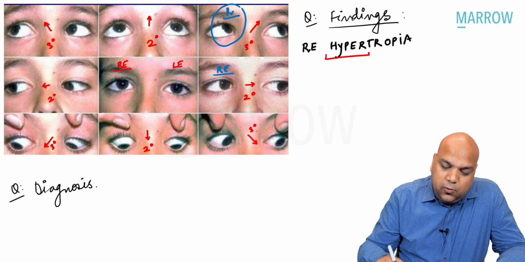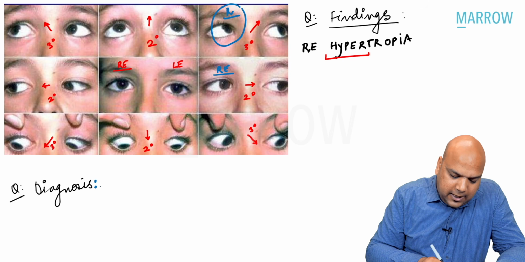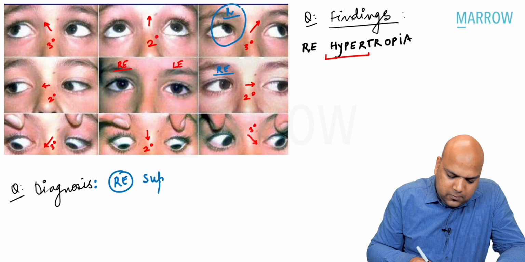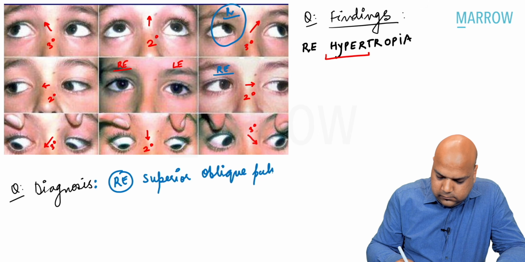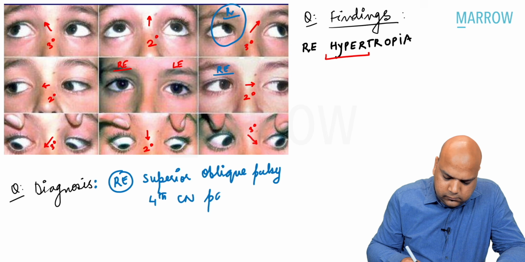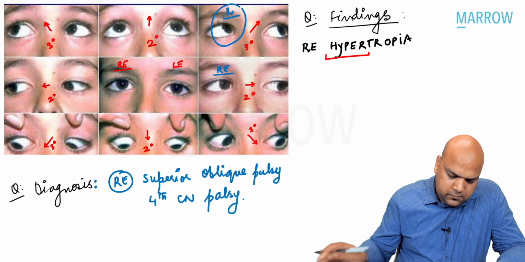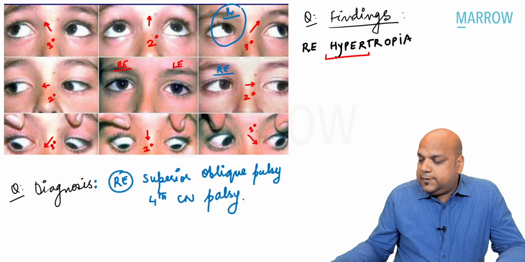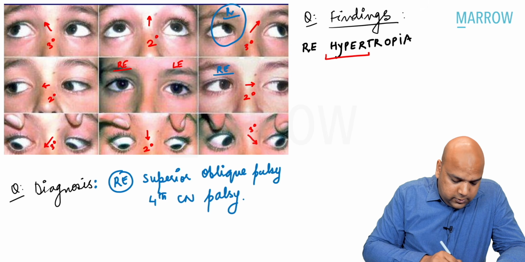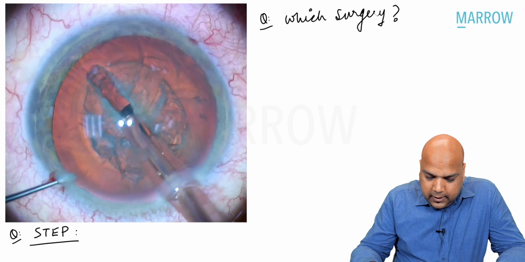All right. So we know, because it is right hypertropia, our diagnosis is right eye superior oblique palsy or fourth cranial nerve palsy. I hope we are pretty clear about this. There is no confusion in this. Moving on to the next image, please.